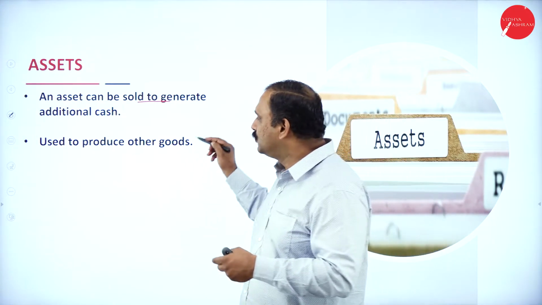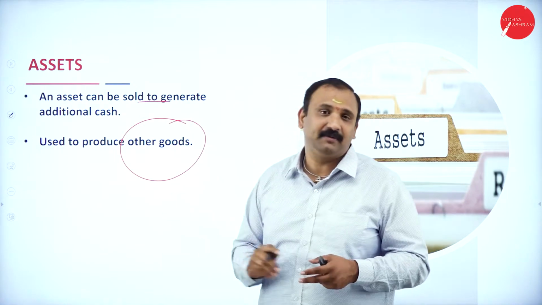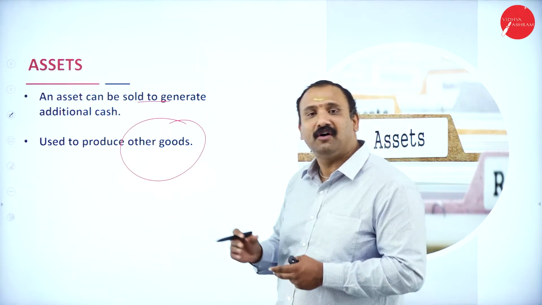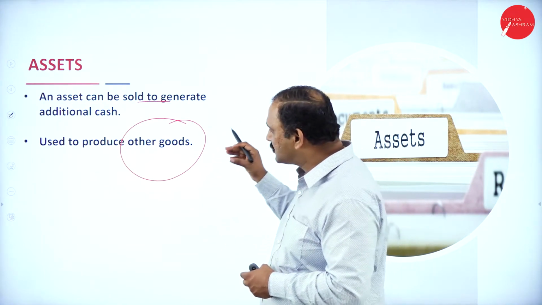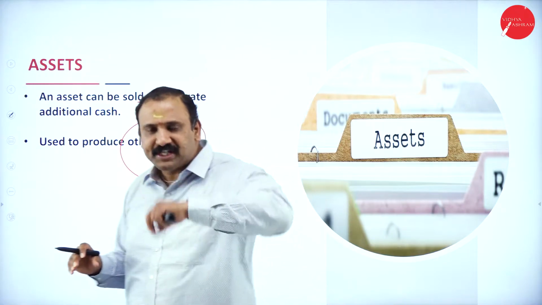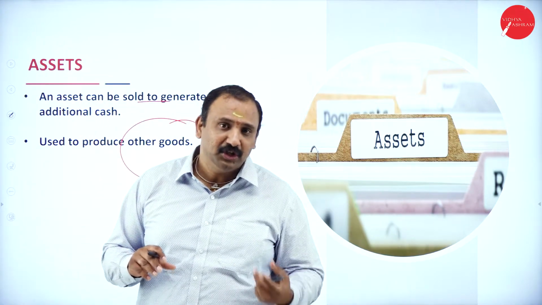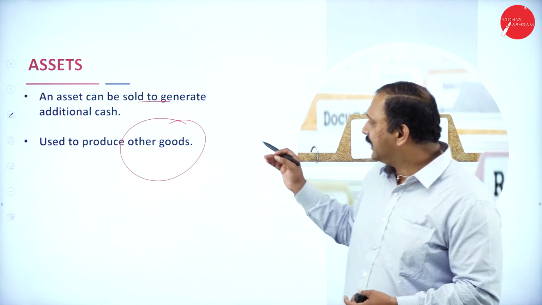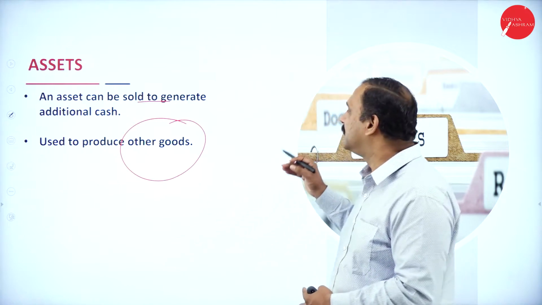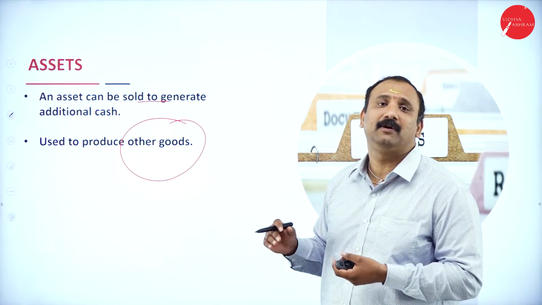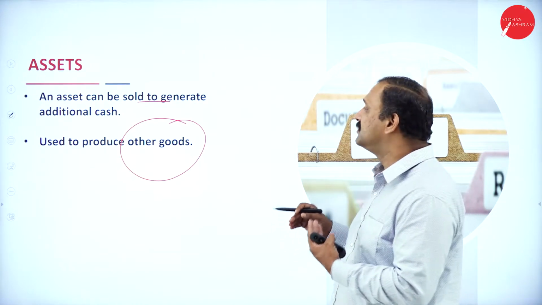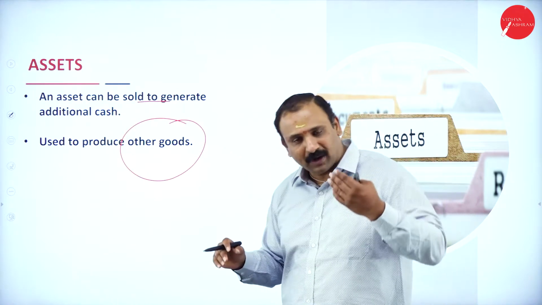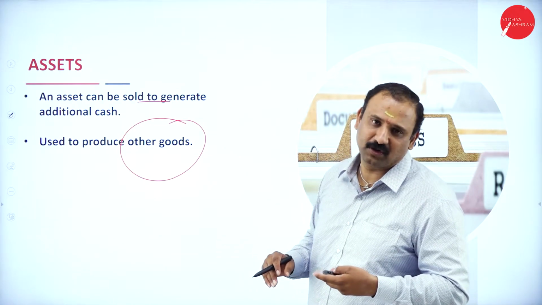Now, it is also used to produce other goods. That is very important here. Why? Because when we are talking about the production of goods, this is always so important. Using an asset, you can produce other goods. Using an asset, you will be able to arrive at some value. So that is why I always say that an asset is used to produce other goods. This is highly mandatory for all of us to know: how do we generate the value of the asset? How are we able to produce the value of other goods altogether?